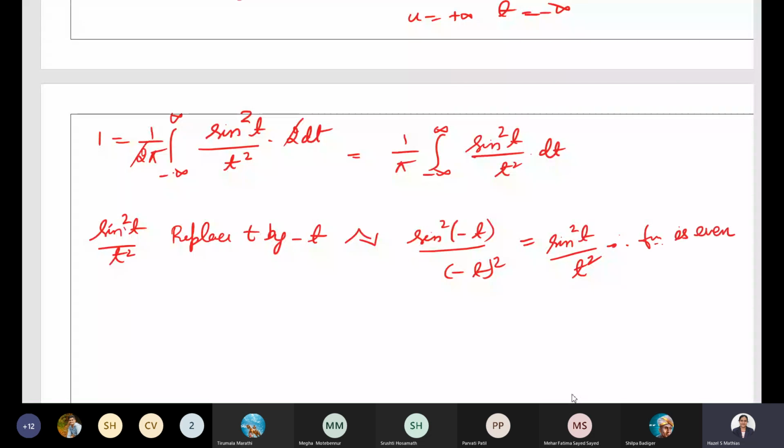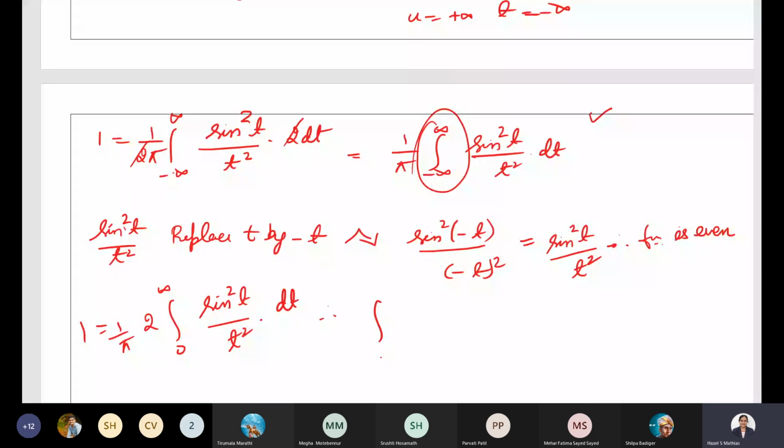If the function is even, you can write the integral from minus infinity to plus infinity as 2 times the integral from 0 to infinity of sine square t by t square into dt. So, from this expression, the integral from 0 to infinity of sine square t by t square into dt is equal to pi by 2. Here it is 2 by pi, take it to the other side, it will become pi by 2. So this is the value of that integral.